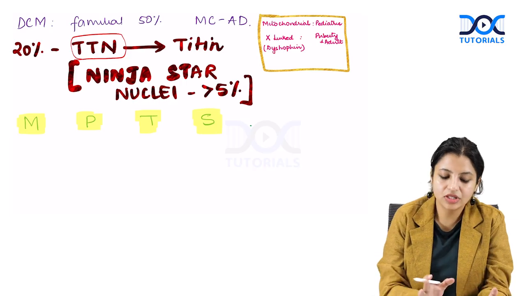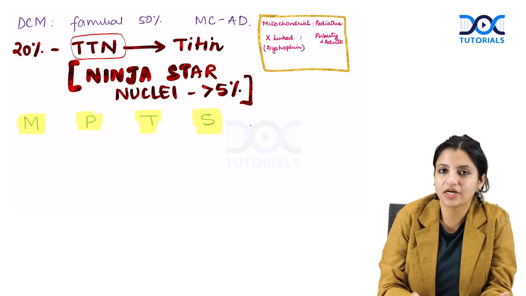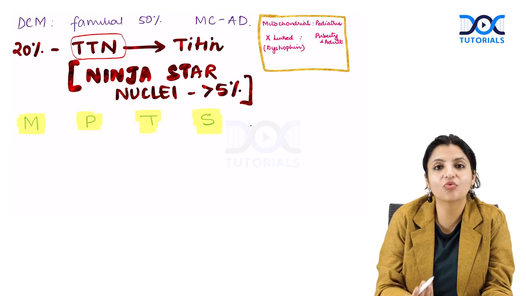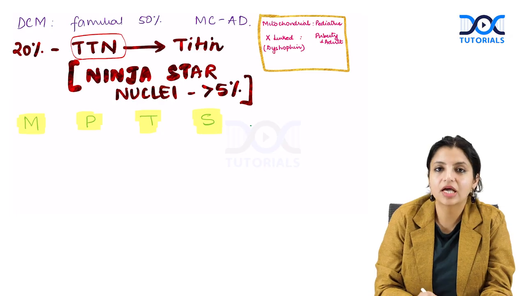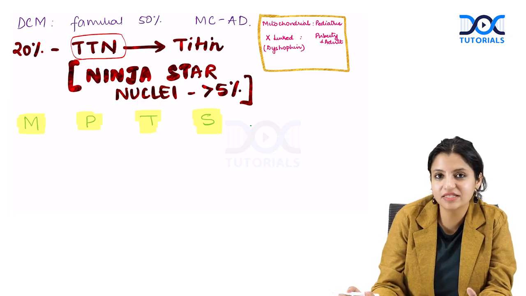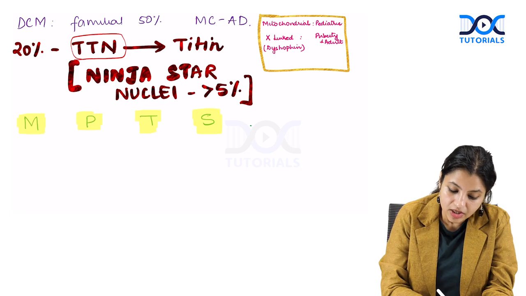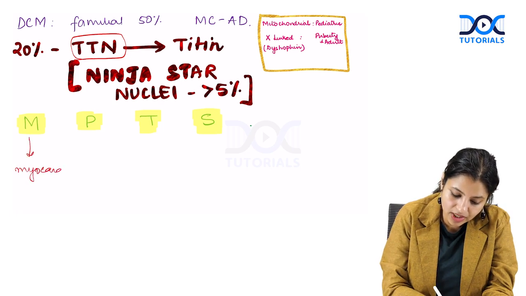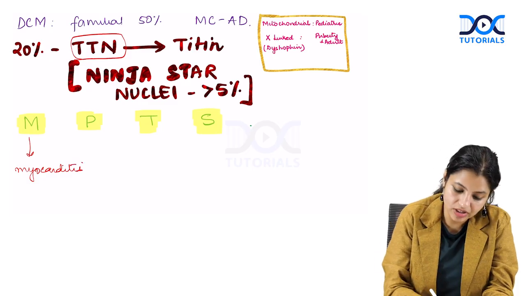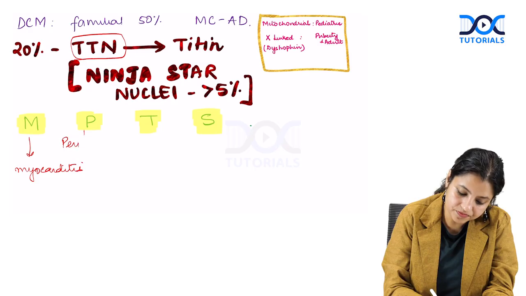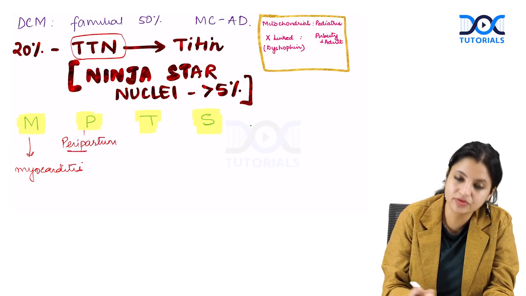Okay, so these are inherited patterns of dilated cardiomyopathy, but we can have acquired causes also, which you very commonly remember. You already know, we remember it as MPTS. Okay, so remember, M is for myocarditis. So it is usually associated with myocarditis. So post myocarditis, we usually have dilated cardiomyopathy. P is peripartum. Okay, so peripartum cardiomyopathies are also dilated.